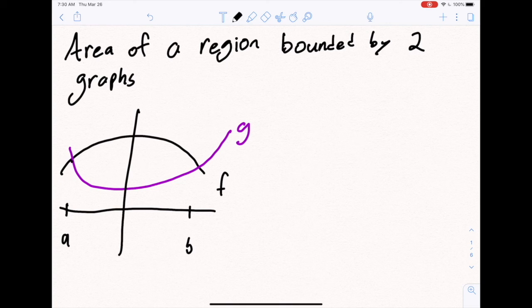Today, in section 5.5, we want to calculate the area of a region bounded by two graphs. The general idea of finding the area of a region bounded by two graphs is to subtract one integral from the other, and let's explain why.